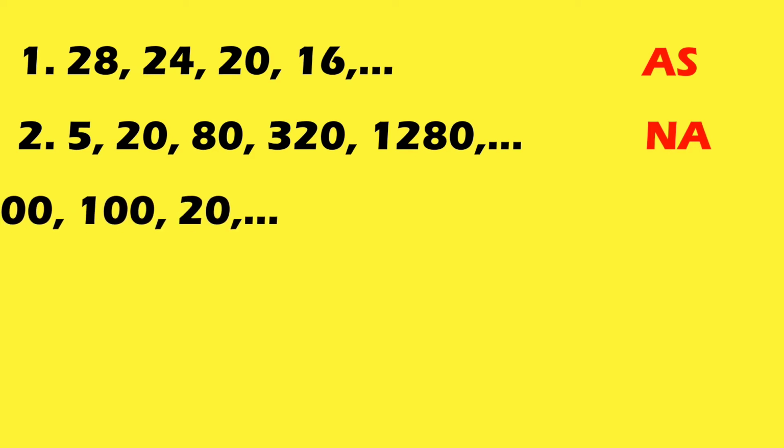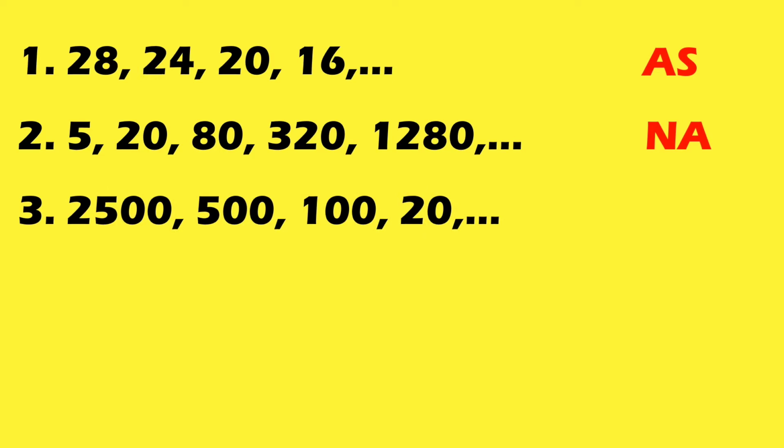Number 3: 2,500, 500, 100, 20, and so on. Yes, the answer is also not an arithmetic sequence. Why? Because we divide by 5 from one term to another. 2,500 divided by 5 is 500. 500 divided by 5 is 100. And when you divide 100 by 5, the answer is 20.